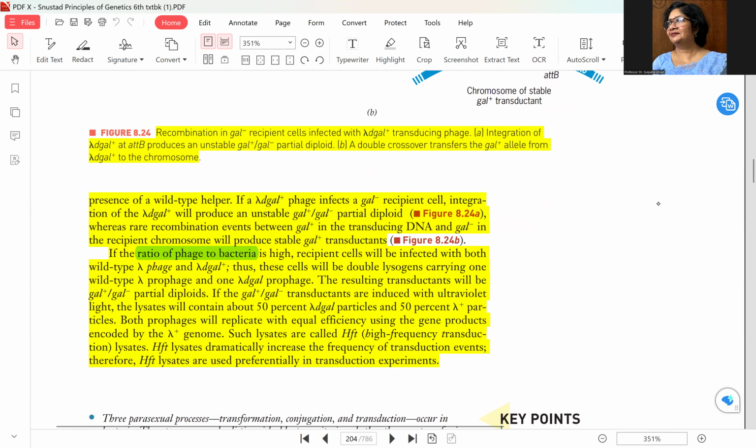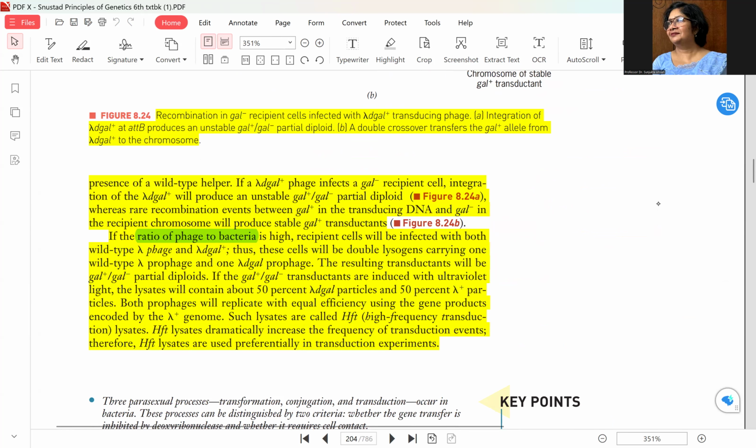So remember that, as with any other incoming foreign DNA, the fate of the lambda dgal and the lambda dbio also depends on what happens to that gal gene. If the lambda virus DNA remains intact, separate from the bacterial DNA, then the bacteria becomes a partial diploid. Whereas if the galactose gene or the biotin gene in the lambda DNA replaces the host bacterial DNA, then the bacteria does not become diploid, it becomes a haploid again. So it can either be a cell with 2 copies of the gene, or it can carry only 1 copy of the gene.